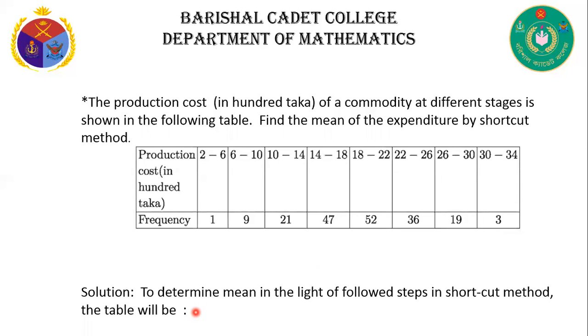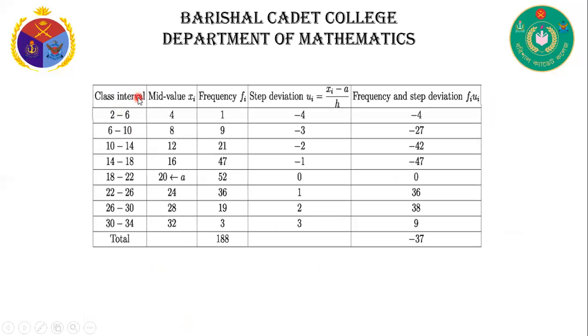To determine the mean by the shortcut method, the table is given with class interval and frequency. When we solve by using the shortcut method to find the arithmetic mean, we follow 5 steps. The first step is to find the mid value. Mid value means the upper class limit plus the lower class limit, divided by 2.